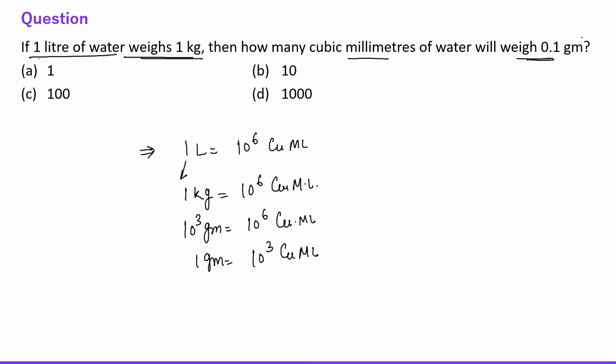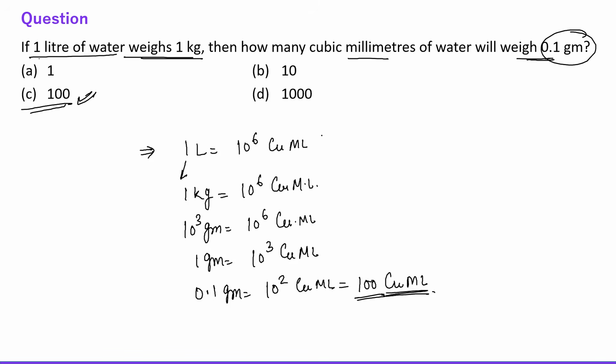What we need to find? 0.1 gram. So we just have to divide both the sides with 10. So this is 0.1 gram and this is 10 raised to the power 2 cubic milliliter. Or you can say this is 100 cubic milliliter. So 100 cubic milliliter is the correct choice, which is C option. Again, if you don't know this relation, then you won't be able to solve this question. So here the prior knowledge of this relation is needed. Now let's move to the other question.